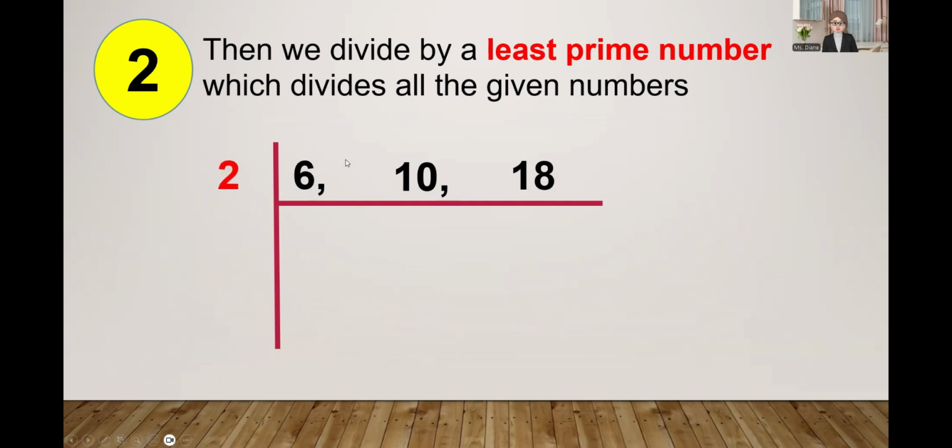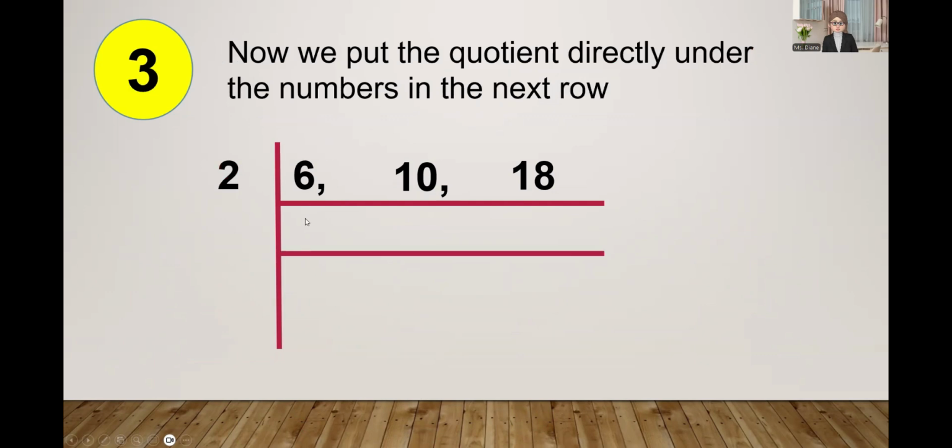So 6 divided by 2. Then for step 3, we put the quotient directly under the numbers in the next row. So 6 divided by 2 is 3, and 10 divided by 2 is 5. 18 divided by 2 is 9.